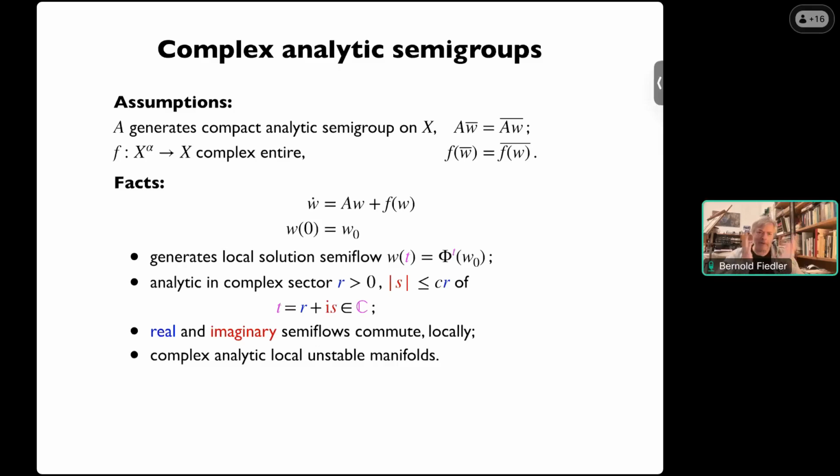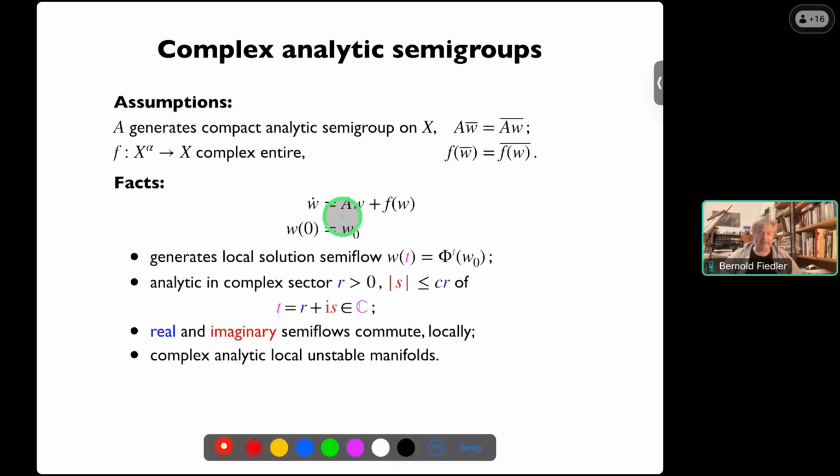So I have a generator of an analytic semigroup, and I study this equation: W dot is AW plus F of W, very general. And I assume, of course, F complex entire, real for real arguments. And I get analyticity, but only in complex sectors, sectors opening to positive real part.